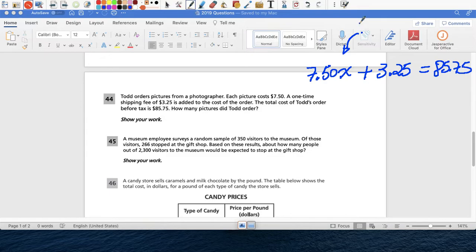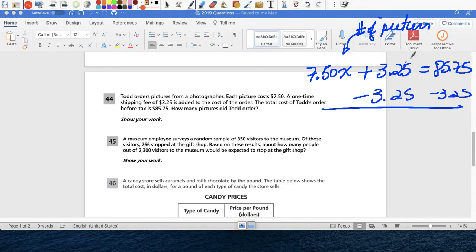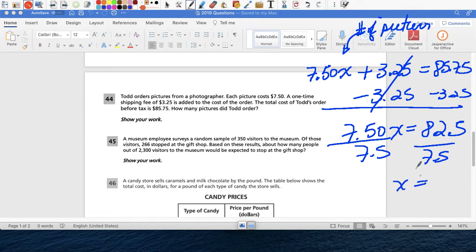Okay, since this one is number of pictures, that's your equation. I'm pretty sure that if this was the question, they would be looking for your setup here, a version of this equation, and then you solving it. That goes away. We get 7.50x equals 85.75 minus 3.25, which is 82.5. Divide by 7.5, divide by 7.5, and x equals 11. So you would write the number of pictures that Todd ordered was 11. Alright.